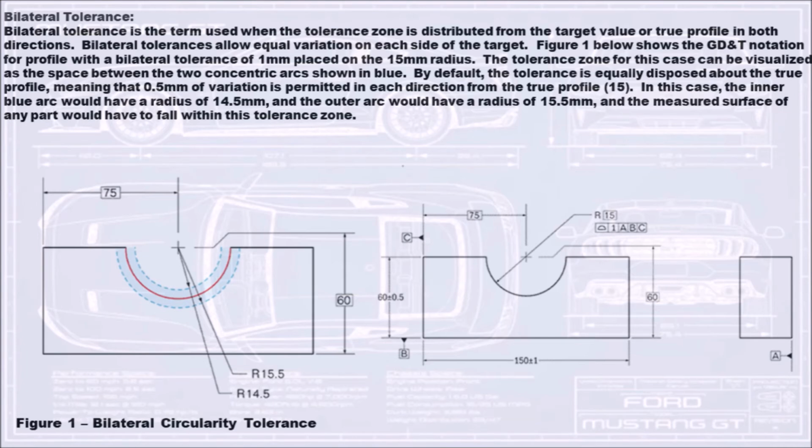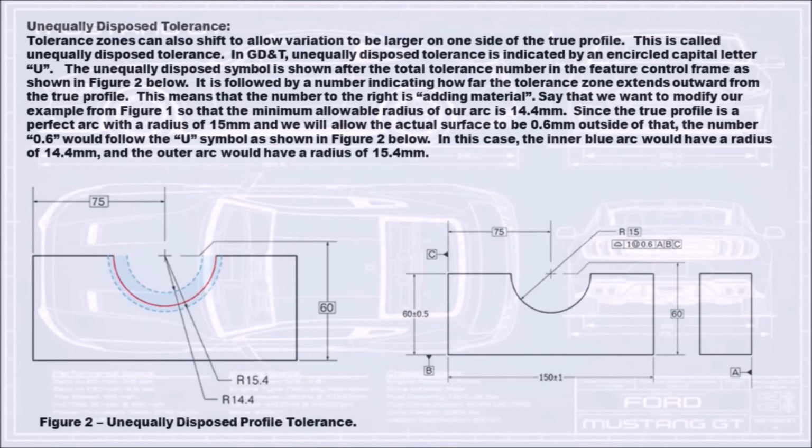In this case, the inner blue arc would have a radius of 14.5 mm, and the outer arc would have a radius of 15.5 mm, and the measured surface of any part would have to fall within this tolerance zone. Unequally disposed tolerance. Tolerance zones can also shift to allow variation to be larger on one side of the true profile. This is called unequally disposed tolerance.